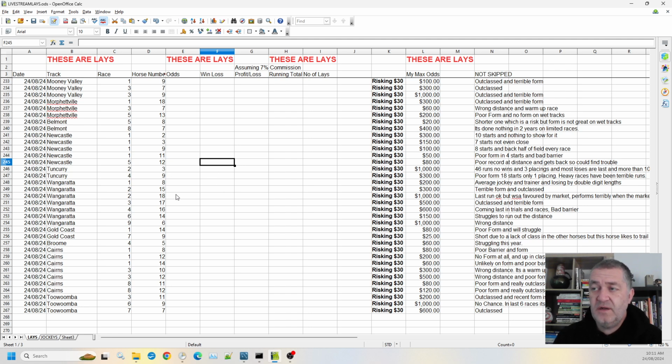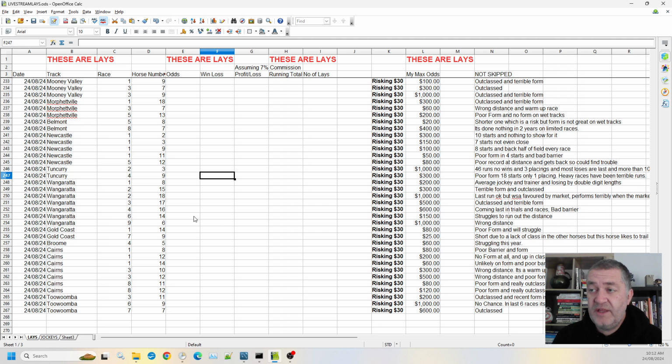So we jump out to Tuncurry, race 2, number 3. This is another 1,000 lay at any odds. It's had 46 runs for no wins and only 3 places. Most of the runs in the past 5-6 runs have been beaten by more than 10 lengths. So after 46 runs with no wins, it's unlikely to get there. It's a horse that just likes to run in the pack.